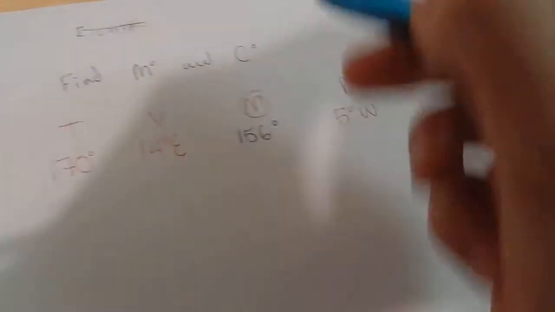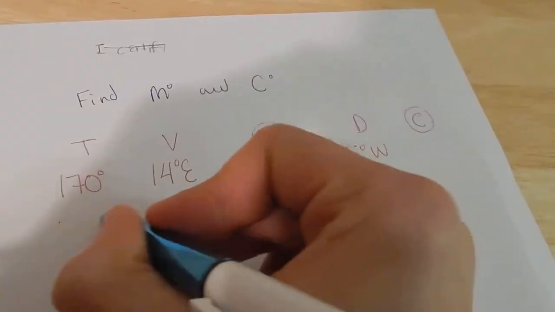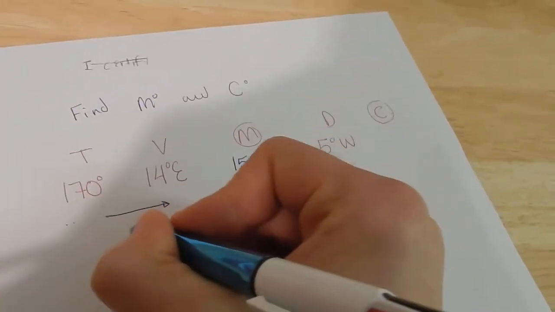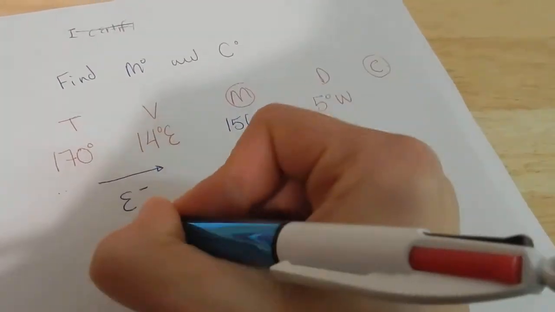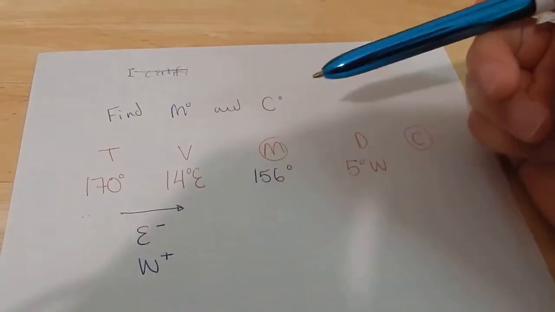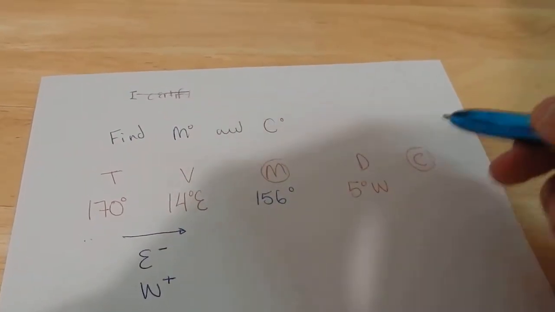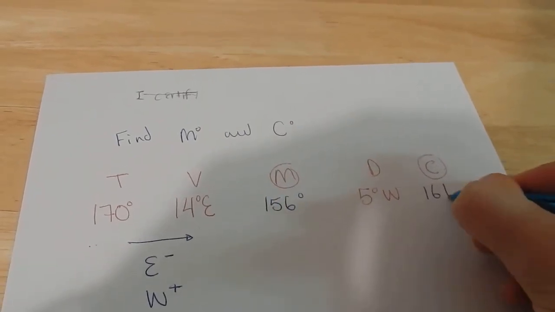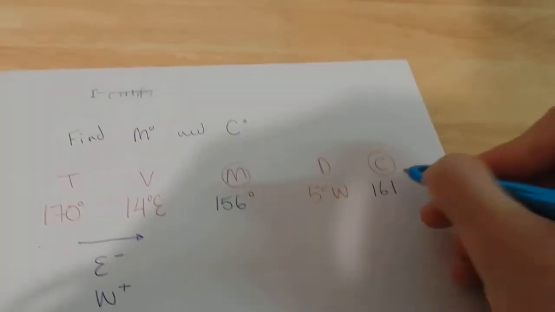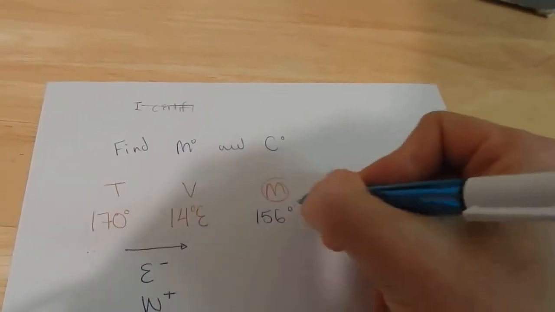And so easterly. So because you're going right, east is least, right? So you're going to decrease for east and you're going to add for west, right? Because you have to go towards the right. So 170 minus 14 is 156, and 156 plus 5 is going to be 161, right? So that's going to be your answers for these two.